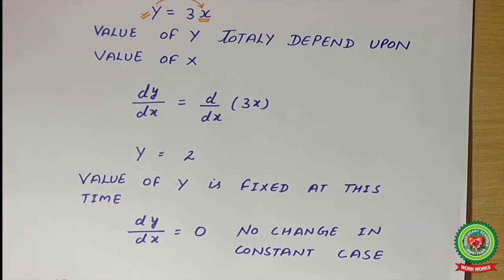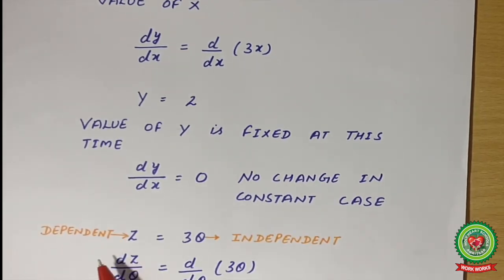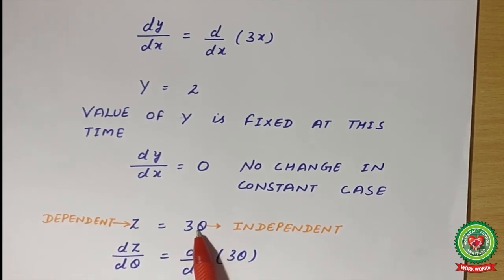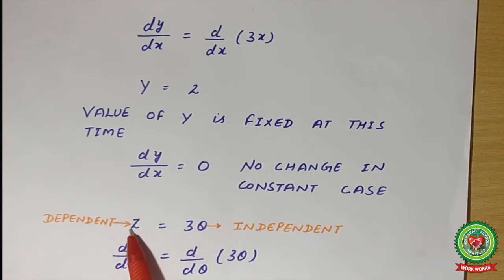If I take two other variables, one is z and another is theta, now the rate of change of z is dependent upon the theta value. Whatever value I put for theta, the value of z is totally dependent on it. It means z is the dependent variable and theta is the independent variable. So I will write it in differentiation form: dz upon d theta is equal to d by d theta of 3 theta.